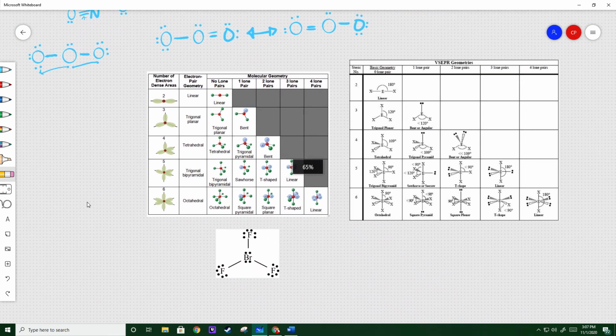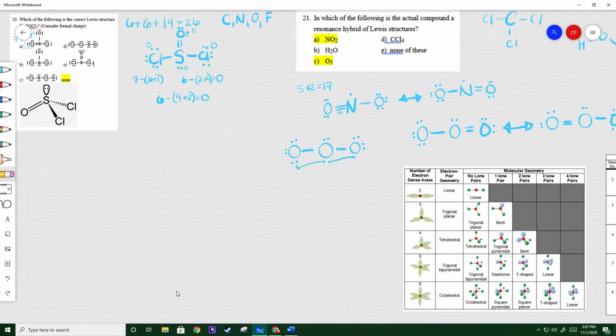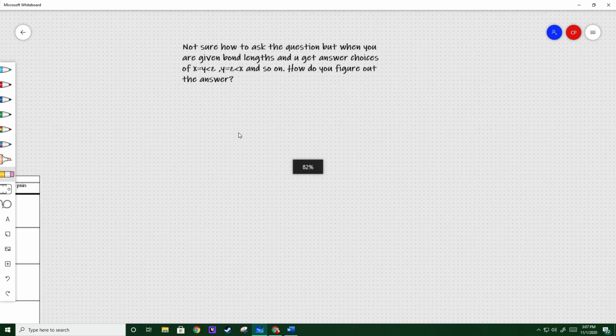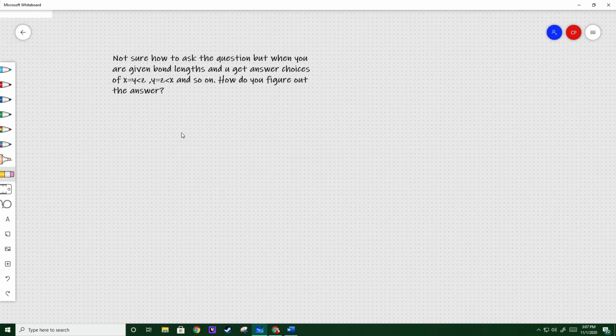So now some of you guys asked me to review, just want to make sure I went over everything. Actually, I had this question here. It said, not sure how to ask the question, but when you're given bond lengths, you get answers to choices like this and so on, how do you figure that out? So the way you figure it out is, let's say we have this. Right, and then we have an OH here, something like that. So we have something like this.